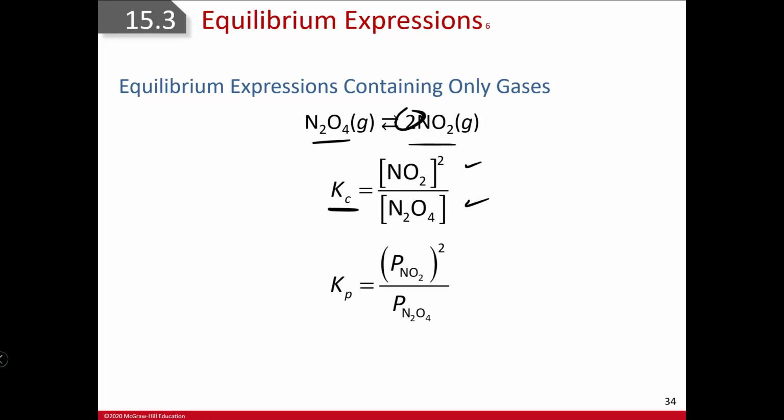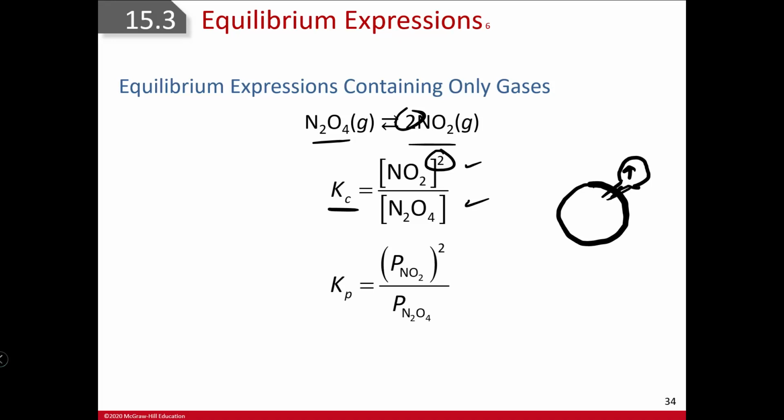The coefficient here is 2, so this is raised to the 2nd power. And the brackets mean concentration, so make sure you remember that. Brackets mean moles per liter. But if we're doing gases in a container, you have to know the volume of the container. It's just better to have a pressure gauge and see what the pressure of the gas is.